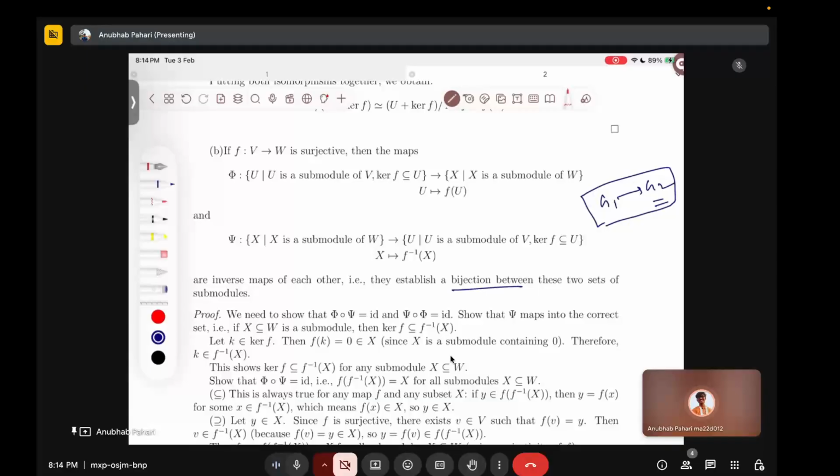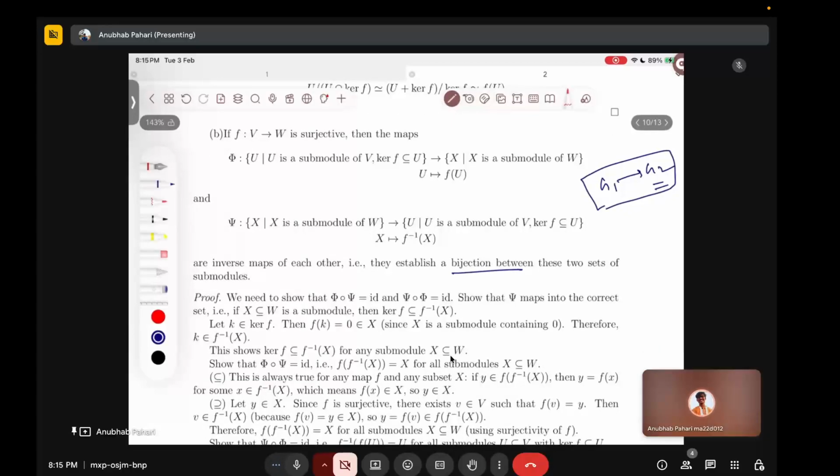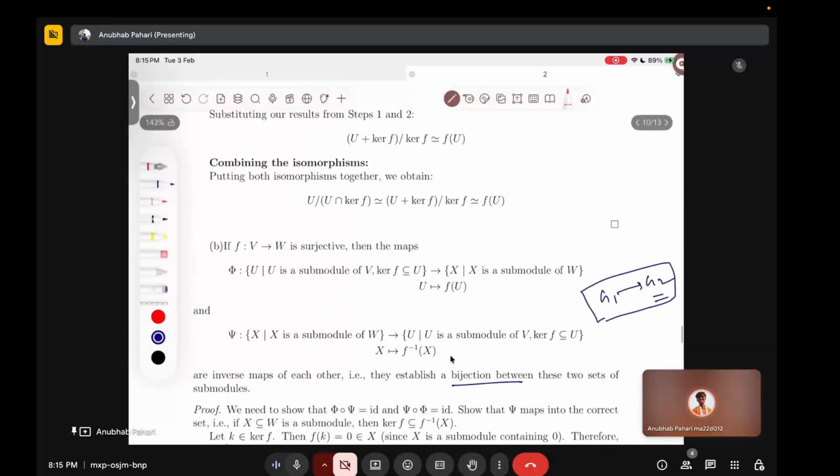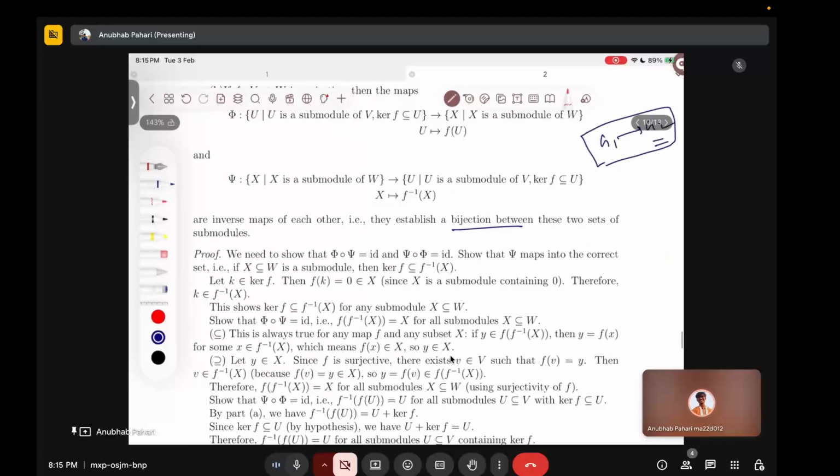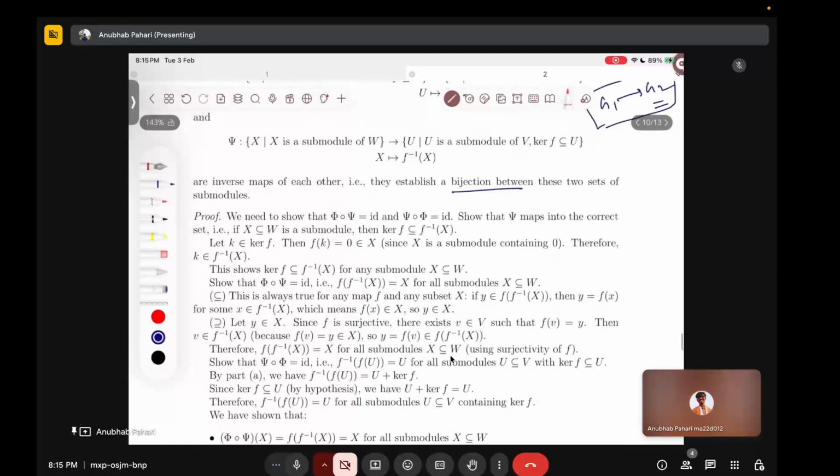First of all, did you understand the maps, that from this collection of modules containing the kernel there is a map from U to f of U. f of U is a submodule of W, so there is no doubt. And if you take any submodule of W, then its inverse image is a submodule, and it will contain the kernel, right? Because 0 belongs to this submodule X, therefore f inverse of 0 belongs to f inverse of X, and f inverse of 0 is your kernel. So therefore the kernel always belongs to this inverse image. So we have to show that they are inverses of each other.